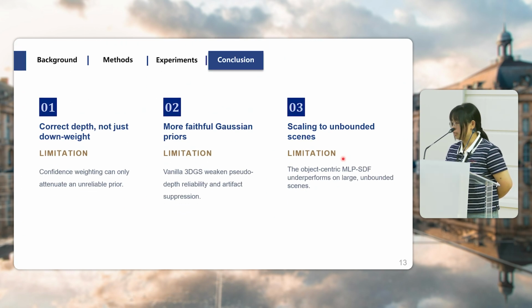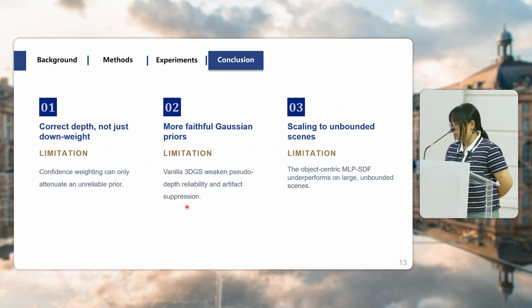We also see three limitations. First, we only downweight the depth as a soft prior. We do not correct it. So when the depth is badly wrong, a slight geometric bias remains. Future work could actively correct the depth prior instead of treating it as a fixed signal.